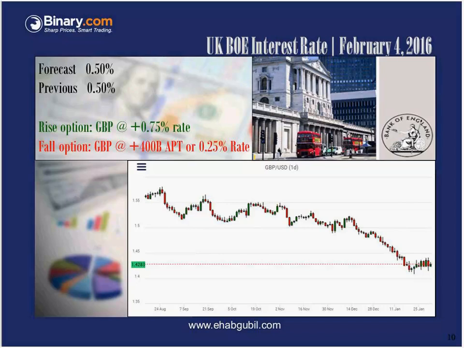But if you missed it, or if you don't want to make it, if the release of 400 billion APT is the actual release, so wait for the pound to reach first support to make rise option. This is the second scenario.